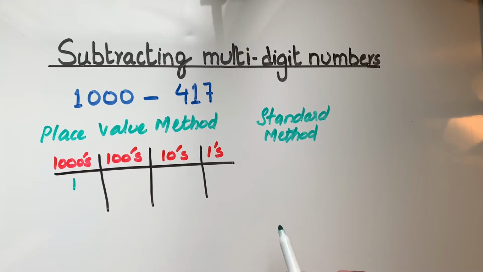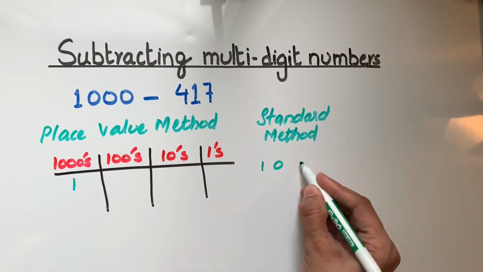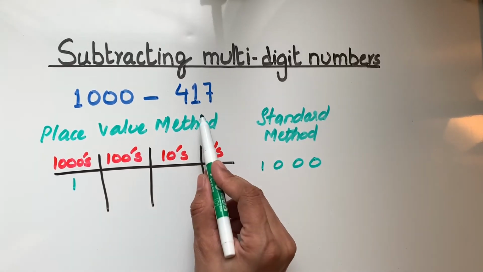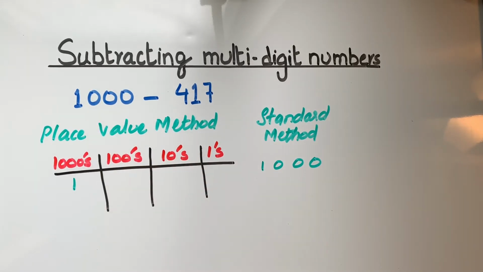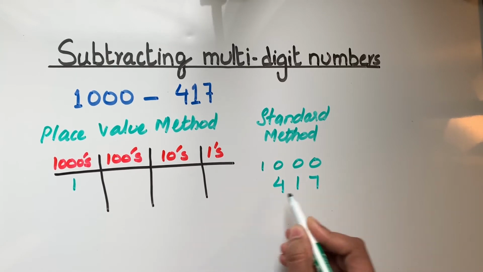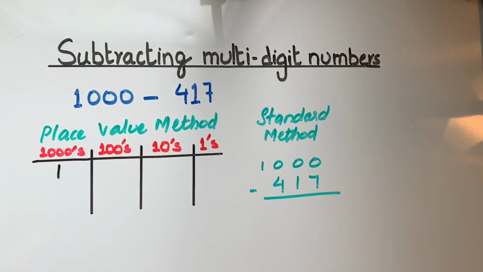Under the standard method, I'm going to write this first number, which is 1000, and the number which we have to subtract from 1000 is 417. Because right now we have no hundreds, no tens, and nothing in the ones place.